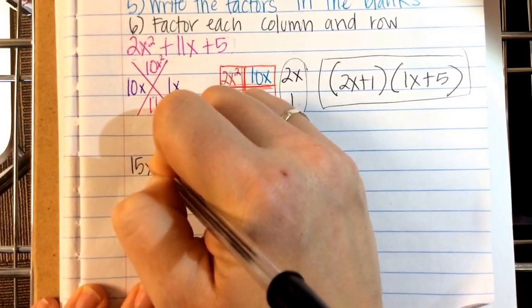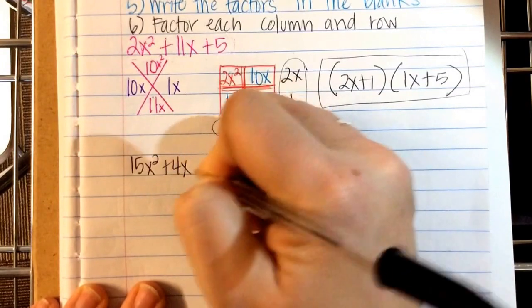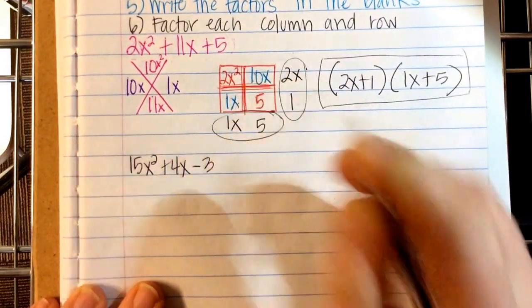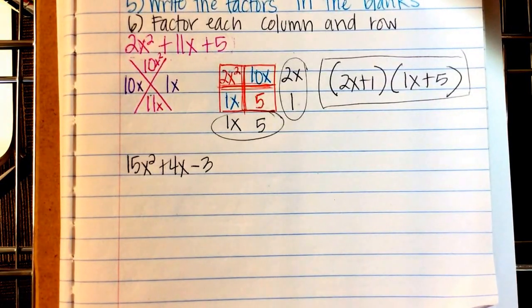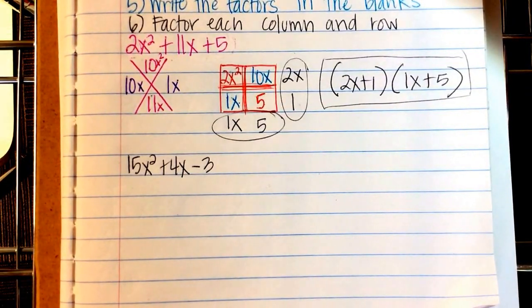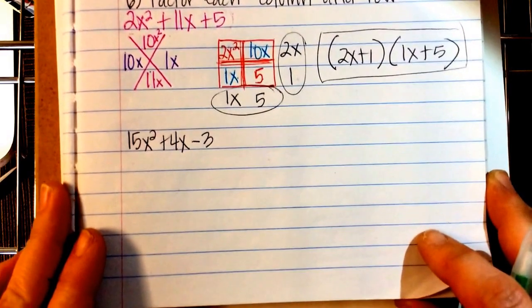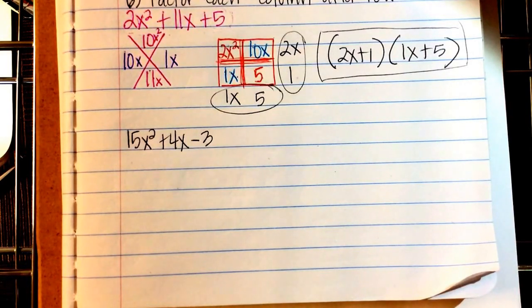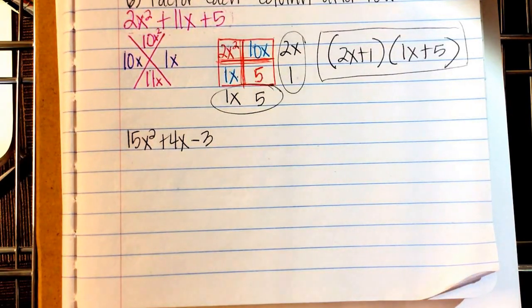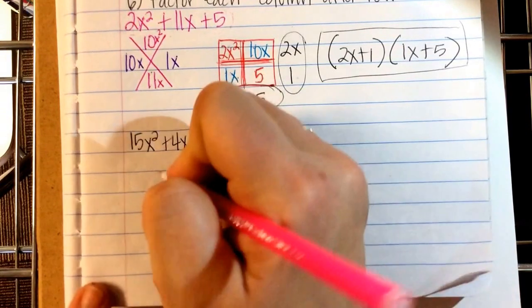15x squared plus 4x minus 3. And let's follow our steps. What's A? 15. What's B? 4. And what's C? Negative 3. Step 1 done. Draw the X. All right, I can do that.